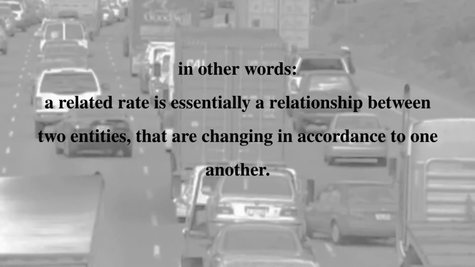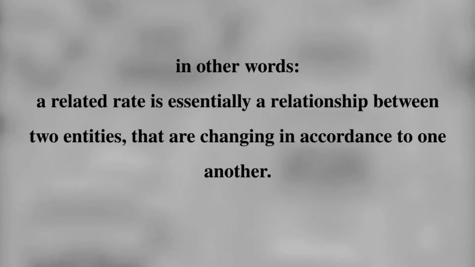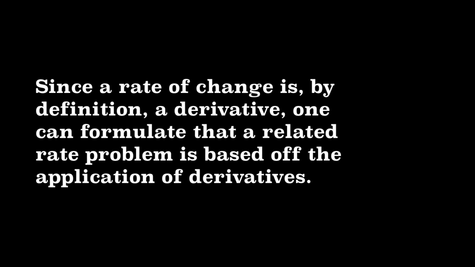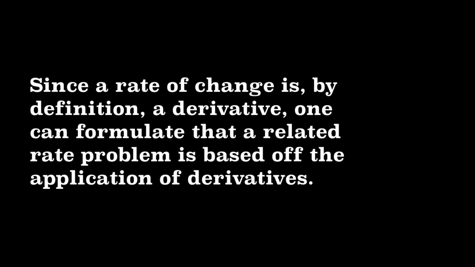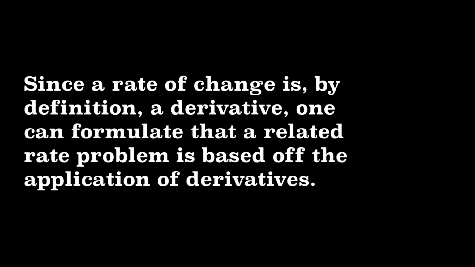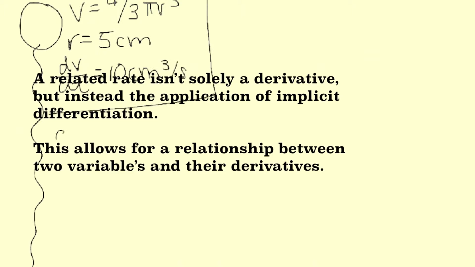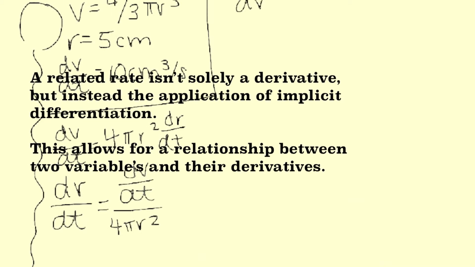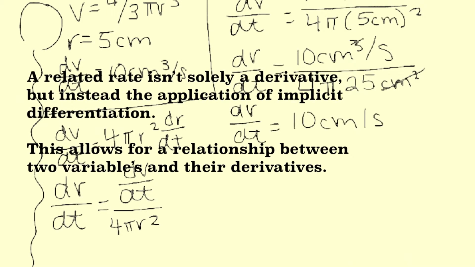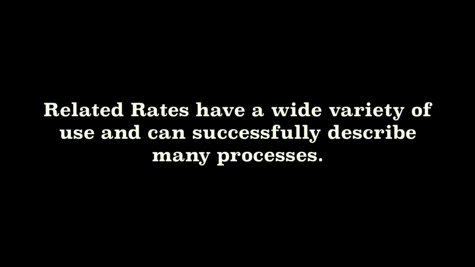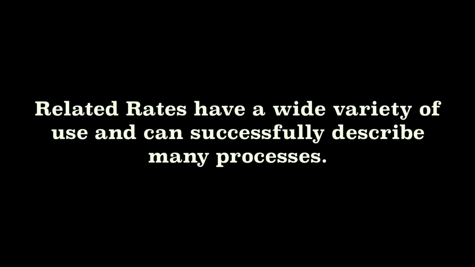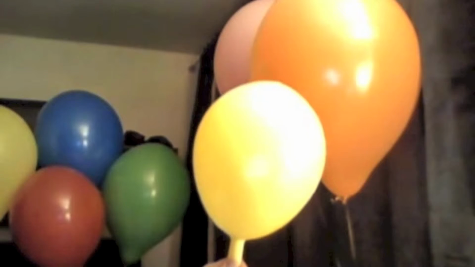Now, to summarize that wordy definition, a related rate is essentially a relationship between two entities that are changing in accordance to one another. That being said, since the rate of change is, by definition, a derivative, one can formulate that a related rate problem is based off the application of derivatives. However, a related rate isn't solely a derivative, but instead the application of implicit differentiation. This allows for a relationship between two variables and their derivatives. Related rates have a wide variety of use and can successfully describe many processes.